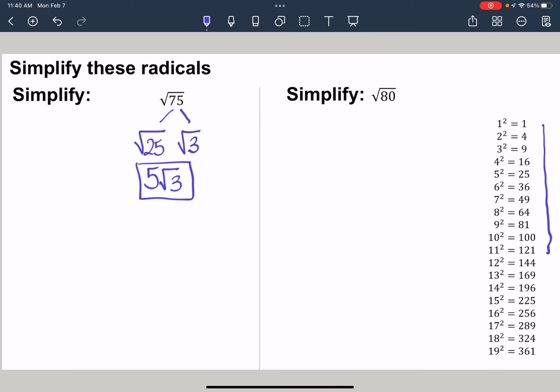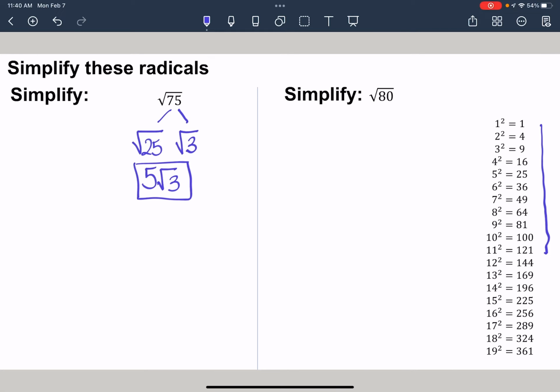Now let's look at the square root of 80. And remember, if you are having trouble dividing these, don't forget to use your calculator. Just go through and do 80 divided by 4, 80 divided by 9, and see which one is the biggest perfect square that will divide 80. When you do this, you'll find that it's the square root of 16. So I can write this as the square root of 16 times the square root of 5. The square root of 16 is 4, so this becomes 4 times the square root of 5.